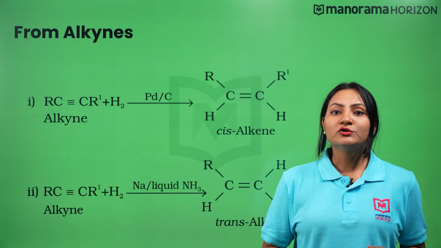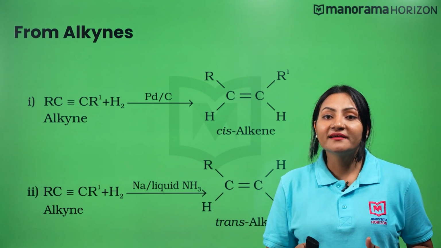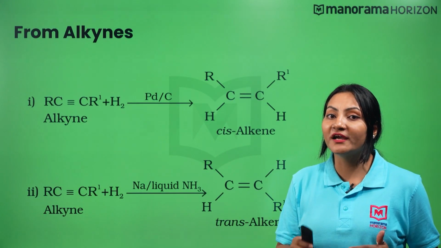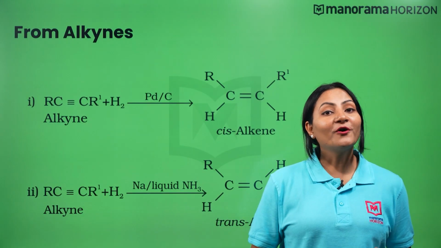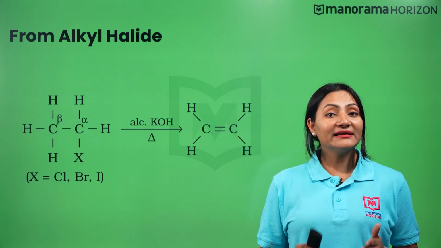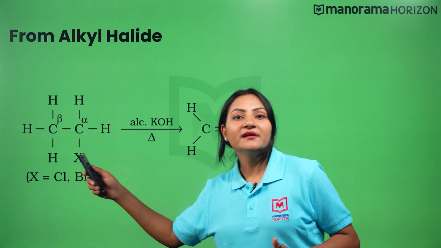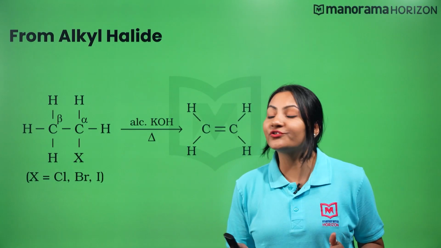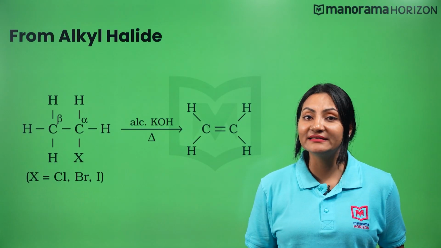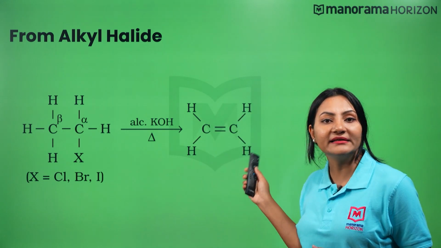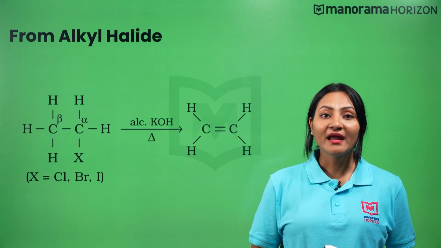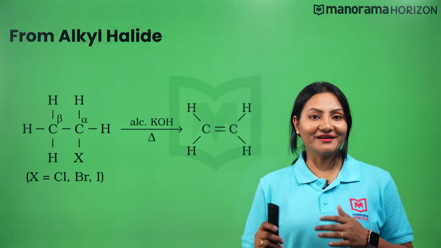Reduction of alkyne by Lindlar's catalyst gives a cis alkene, while the same with sodium in liquid ammonia forms a trans alkene. From alkyl halides, alkenes are formed by an elimination reaction. An alkyl halide having beta hydrogen is heated with an alcoholic solution of KOH. As a result, a molecule of hydrogen halide is eliminated to form alkene. This reaction is called dehydrohalogenation reaction and also the beta elimination reaction.